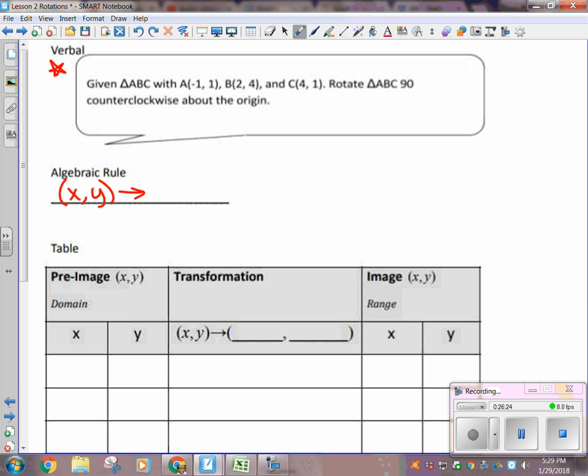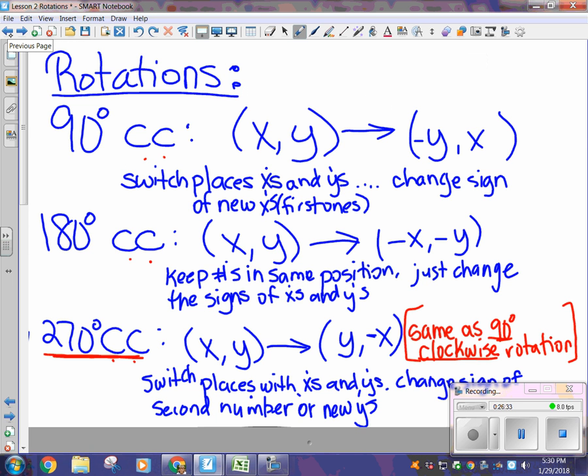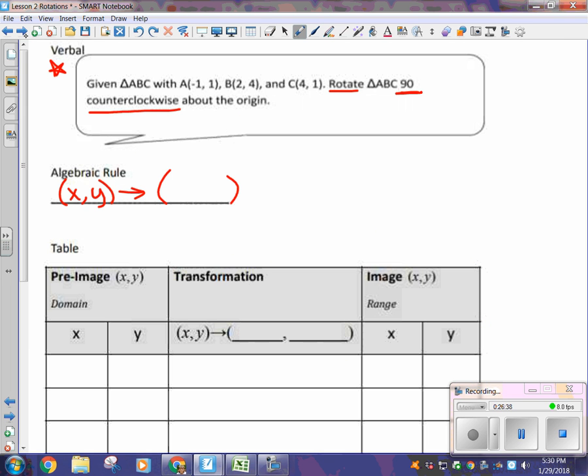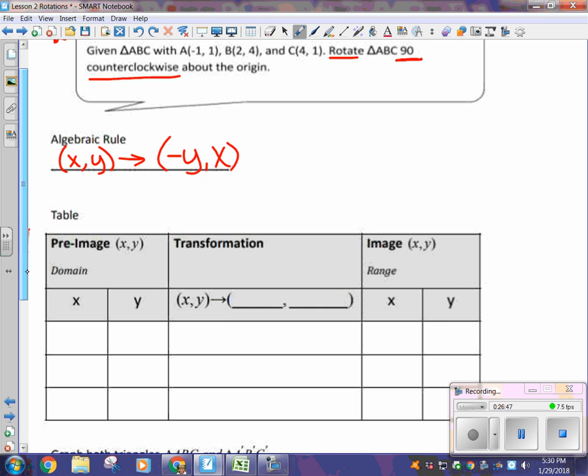I want to rotate this one 90 counterclockwise. Well, if I go back and look at my rules, which is on the preceding page, 90 degrees counterclockwise. Of course, I'm looking at my notes because I'm trying to put this together. It's the opposite of y, same x's at the back. Okay, we switched x's and y's. All right, my pre-image points are, and we'll do this first one together, point A, point B, point C: (-1, 1), (2, 4), and (4, -1).